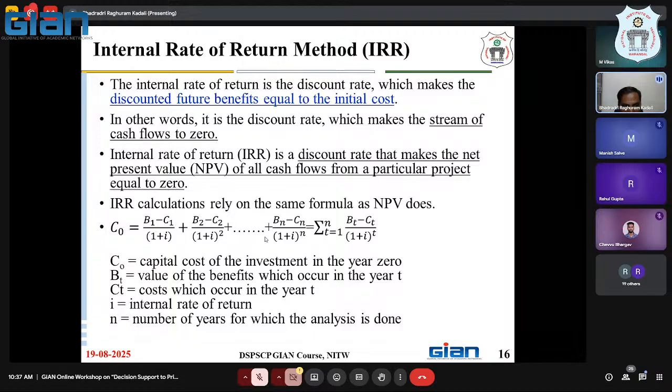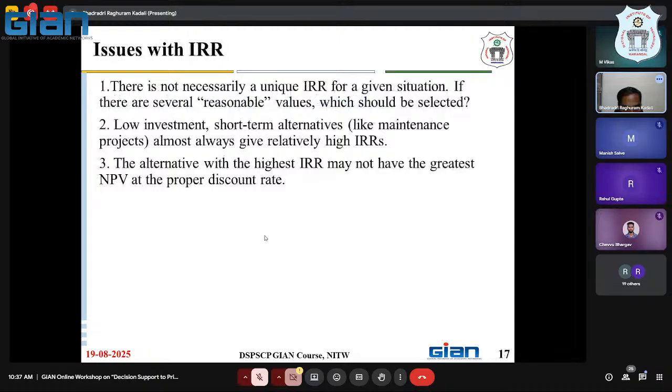So that's the reason. The internal rate of return method is the most widely adopted method for any economic evaluation process. If you see any document for the economic evaluation of projects, the IRR must be there in the calculation process. But still we have some issues.